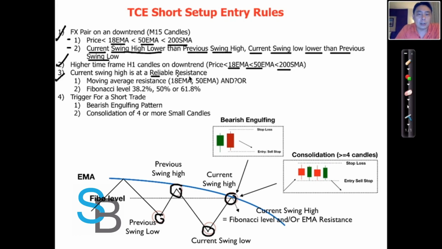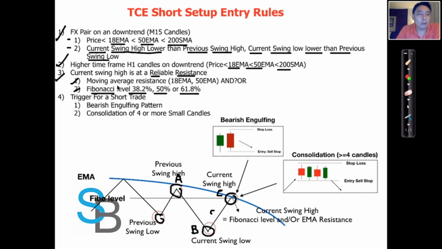This resistance can come from either a moving average, the price hitting a moving average like the 18 or the 50 moving average, or the price is at a Fibonacci level, 38.2, 50% or 61.8% Fibonacci level. The way you draw the Fibonacci would be from A to B. AB is the most recent impulsive wave, and point C would be where you're going to enter. So C should be a Fibonacci level.